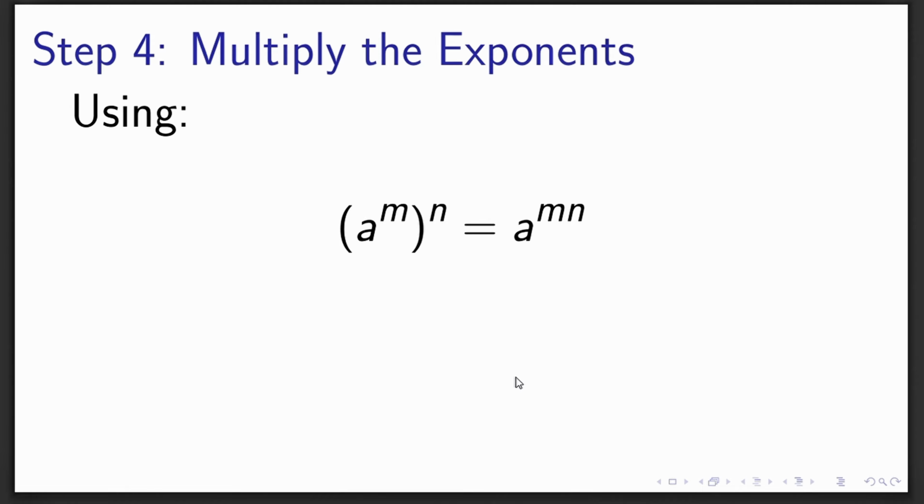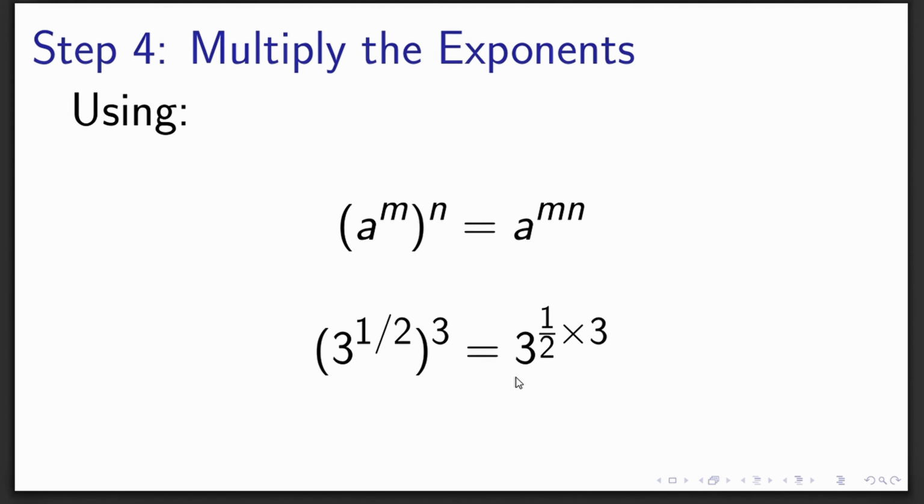Now we are going to use the law of exponent that says if you have two powers of a number, you can multiply those powers. So I'm going to multiply these powers. When I multiply, I will get 3 power 1 by 2 multiplied by 3. We know that that will be equal to 3 power 3 by 2.